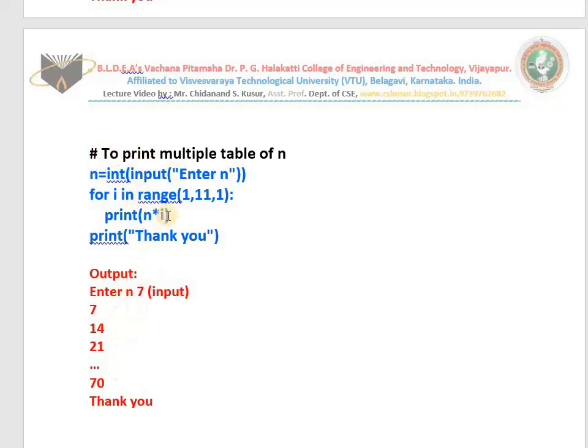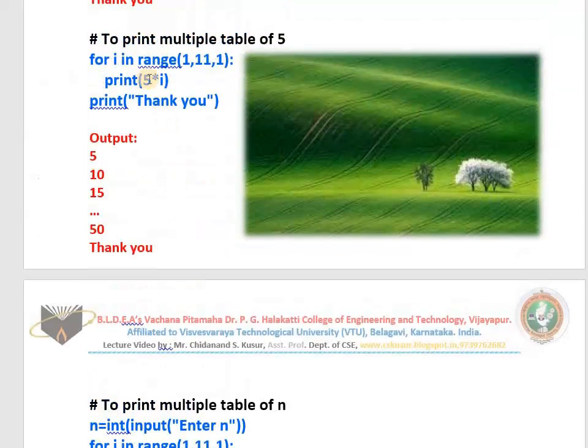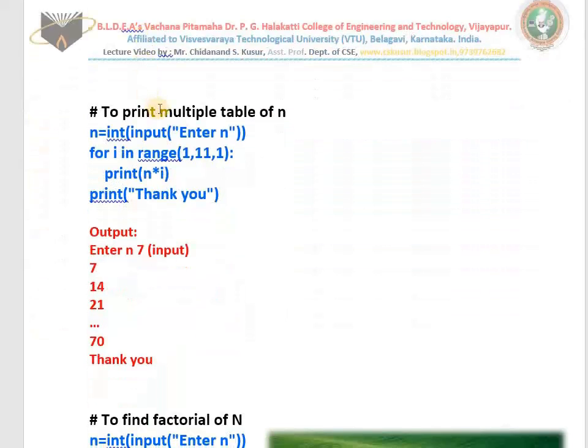Just n into i is what I am doing in this program. In the previous program it was 5 into i, but in this program n into i. Whatever n we enter, that will be multiplied with 1 to 10 numbers. That means we get the multiplication table of the entered n. I hope you have understood.